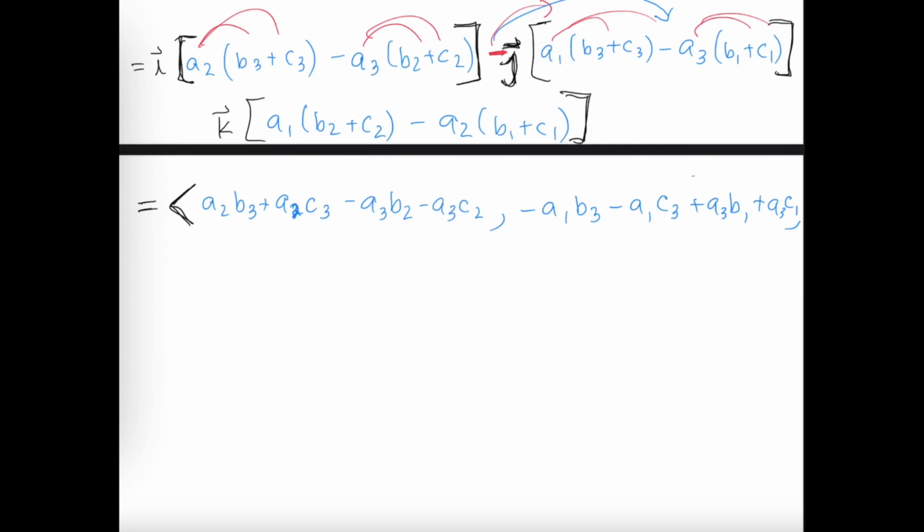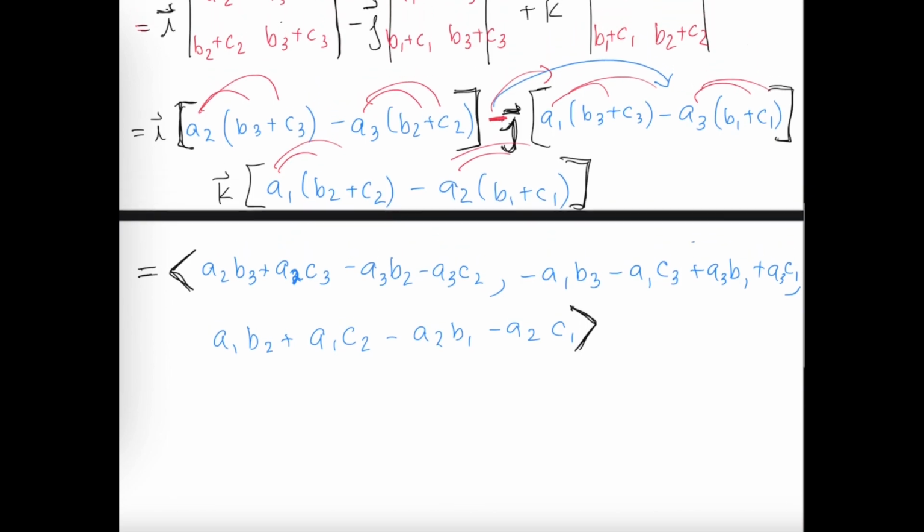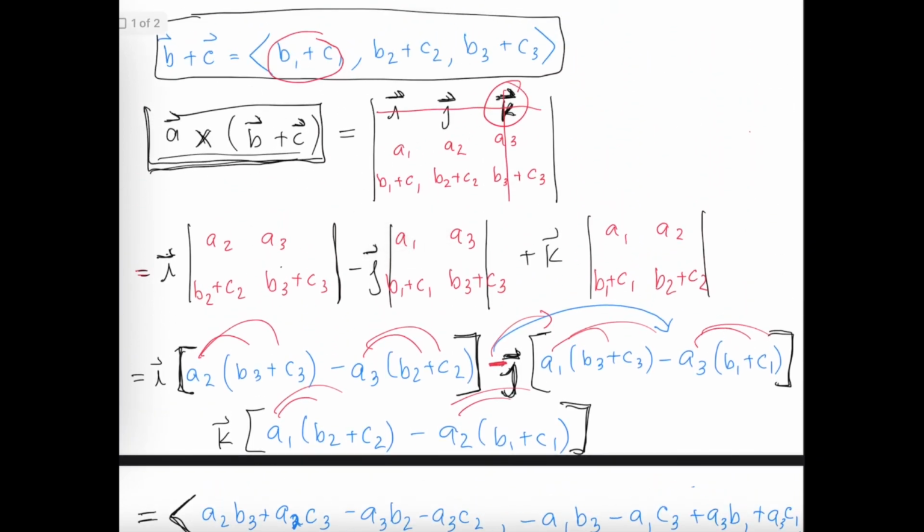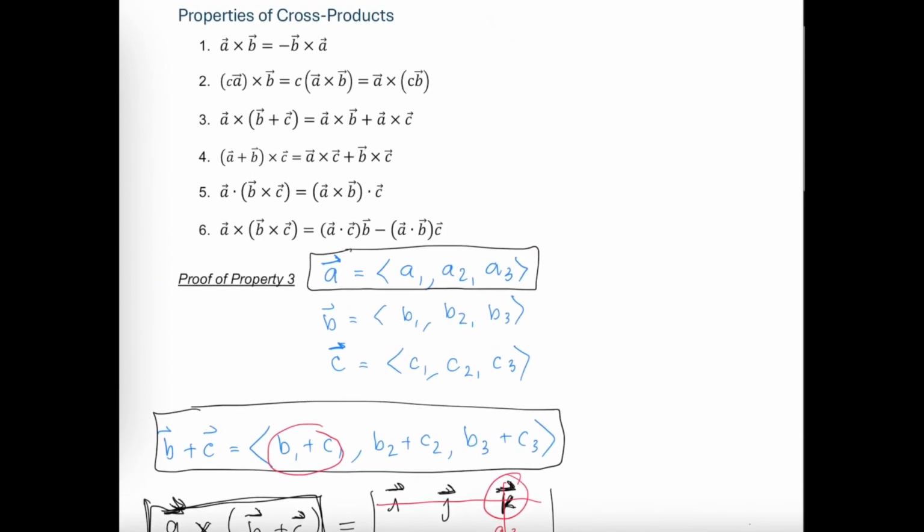And the last component of this vector is going to be determined by distributing the A1 and the A2 into these parens, so that last component is then going to be A1B2 plus A1C2 minus A2B1 minus A2C1, which is a very big and complicated vector. Again, this vector is the result of taking A and crossing it with B plus C, and we want to show that that's equal to the other side of the property, which is A cross B plus A cross C.